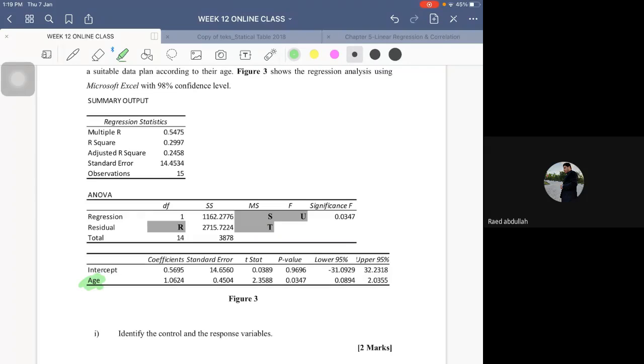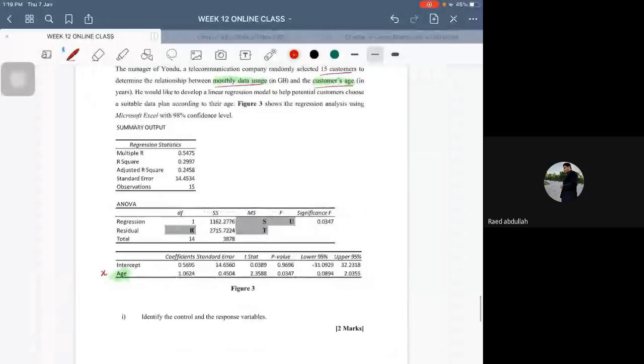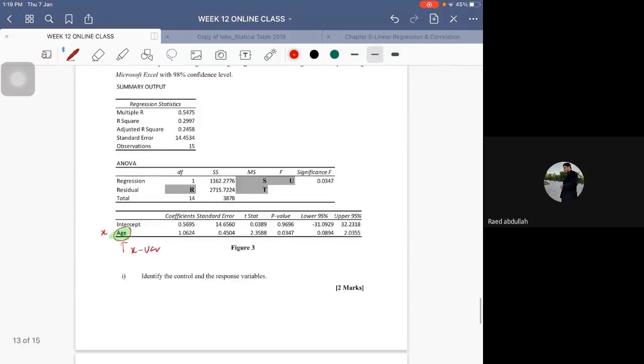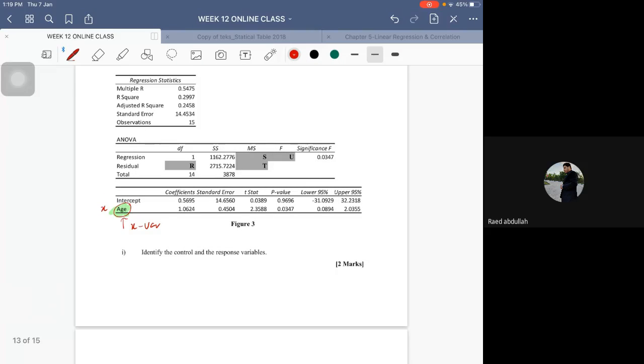Basically this is going to be our X variable. I know that from the output itself. The X variable is going to be age, because whatever variable is written over here is going to be your X variable. From here we can tell right away that customer's age is X and monthly data usage is Y. So here, identify the control and response variable. Our control is going to be the age, and our response is going to be data usage.